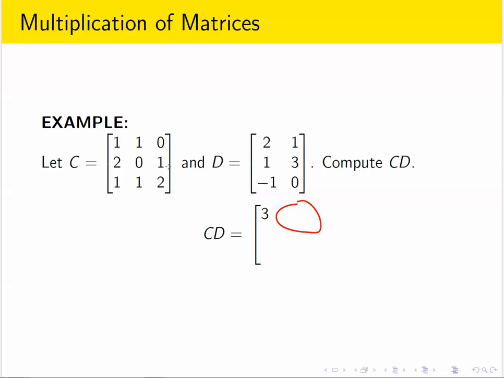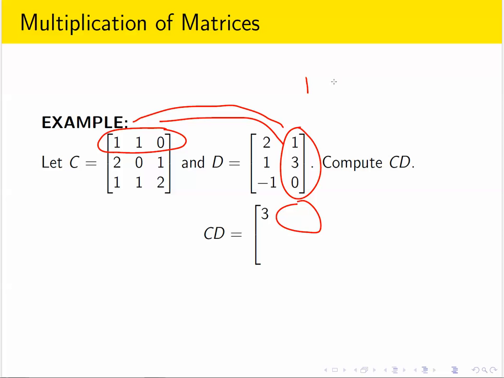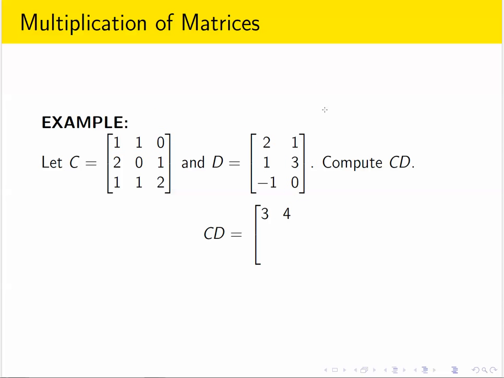The next entry is in first row, second column. 1 times 1 is 1. 1 times 3 is 3. 0 times 0 is 0. And when I add these together, I get a total of 4. And then that's it. Remember, CD had 3 rows and 2 columns, so I don't have any more columns to compute. I can move on to the second row. And you can complete this the same way we've done before.